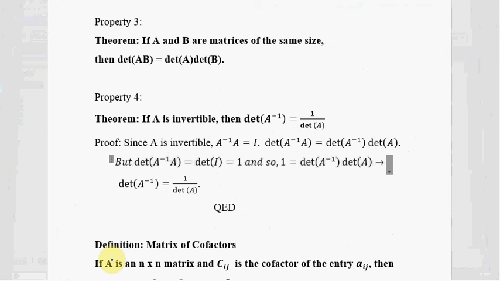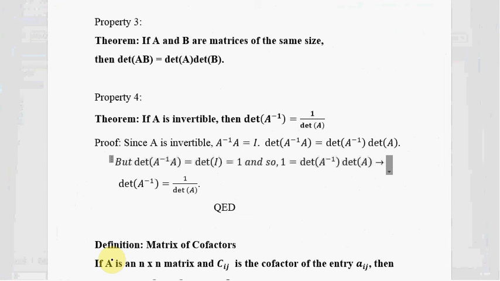So here, if I have A inverse times A is equal to the identity, take the determinant of both sides, I get the determinant of A inverse times A is equal to the determinant of the identity. I use property number 3 to break up the determinant of A inverse times A, which is the determinant of A inverse times the determinant of A. But the determinant of the identity, look, that's a diagonal matrix. So its determinant is equal to 1.